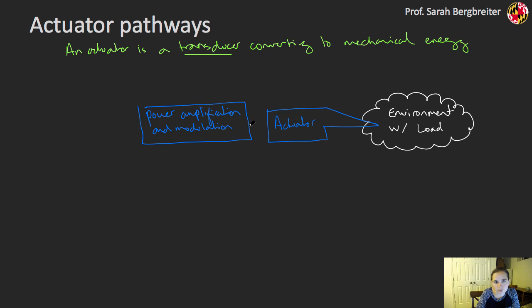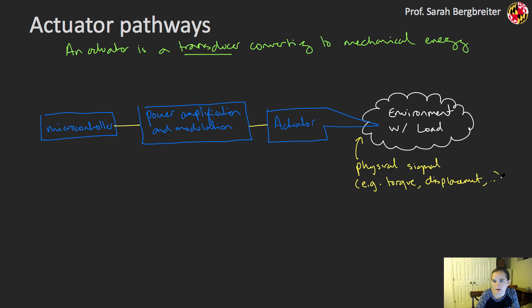So I can think of those effectively as my interface electronics that I had between the sensor and what would effectively be back here as my microcontroller or some other kind of low power electronic interface that I want to be using to control the actuator. So my actuator at this point is providing some kind of physical signal, and that might be something like a torque, or it might be a displacement or a rotation, right? I can come up with a lot of different physical signals that I might have here.